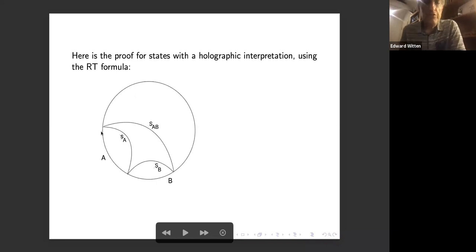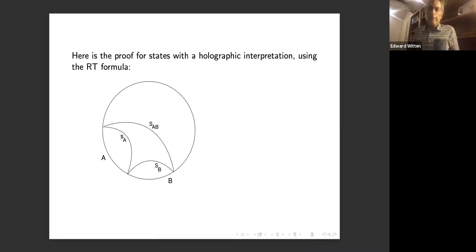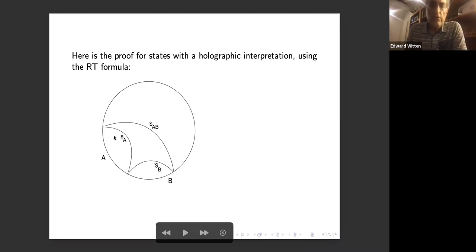For the entropy of the system AB, you take the union of A and B, and you take a minimal area surface in the bulk that's homologous to AB. That's just a geodesic between the two endpoints. So it bends like this into the bulk. Well, it bends in the Poincaré disk model, but in reality, in hyperbolic space, it's simply a straight line, a geodesic. The entropy of A, on the other hand, is similarly the length of a geodesic between these two endpoints. And for SB, you have the length of a geodesic between these two endpoints.